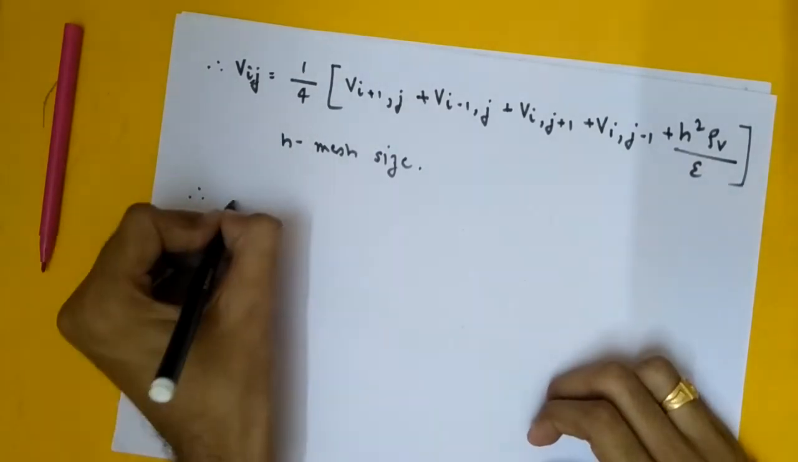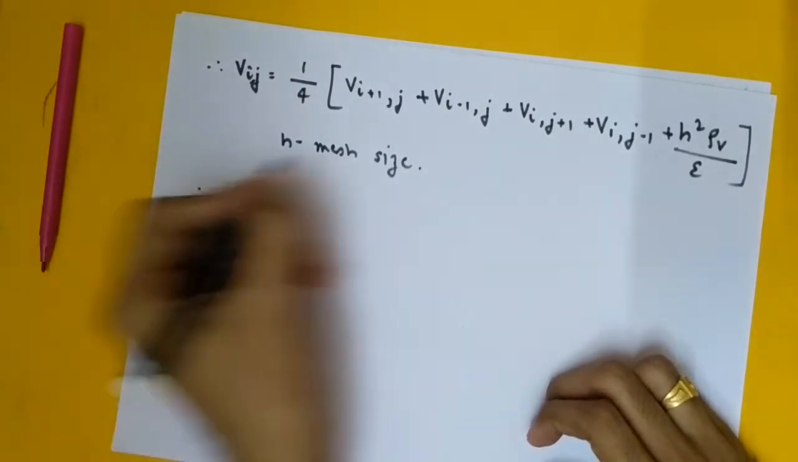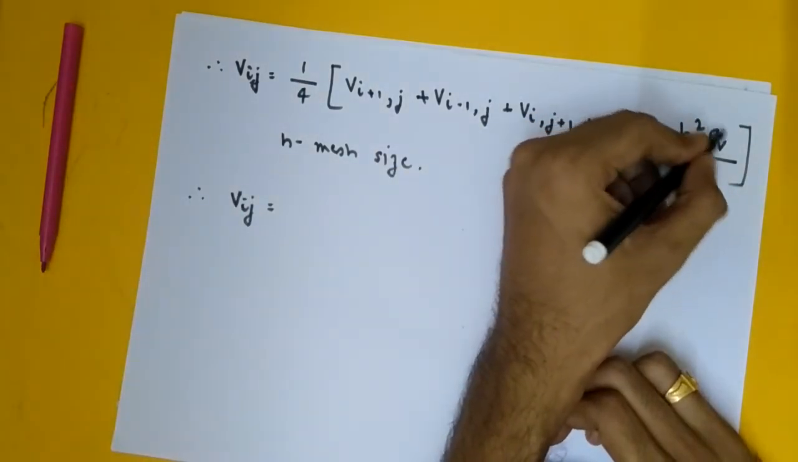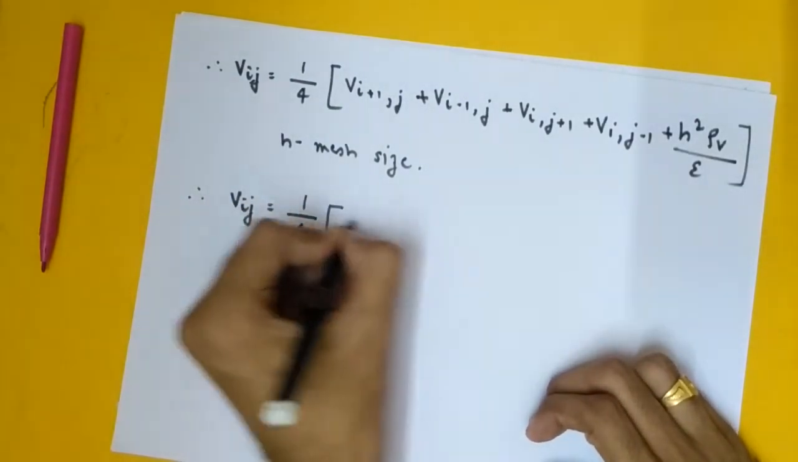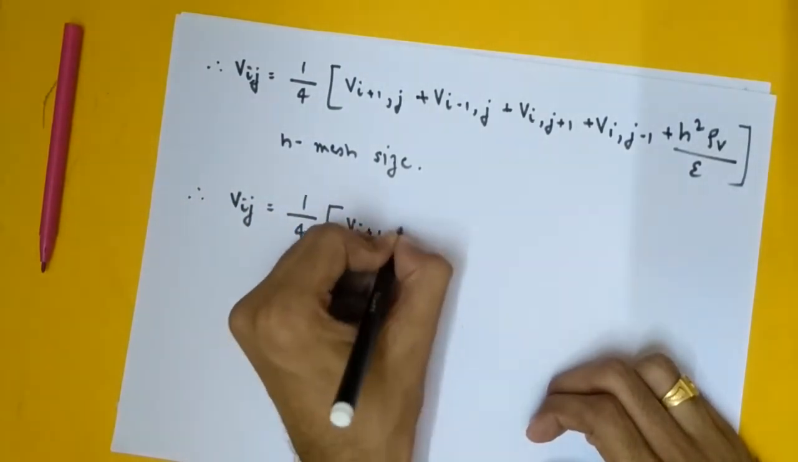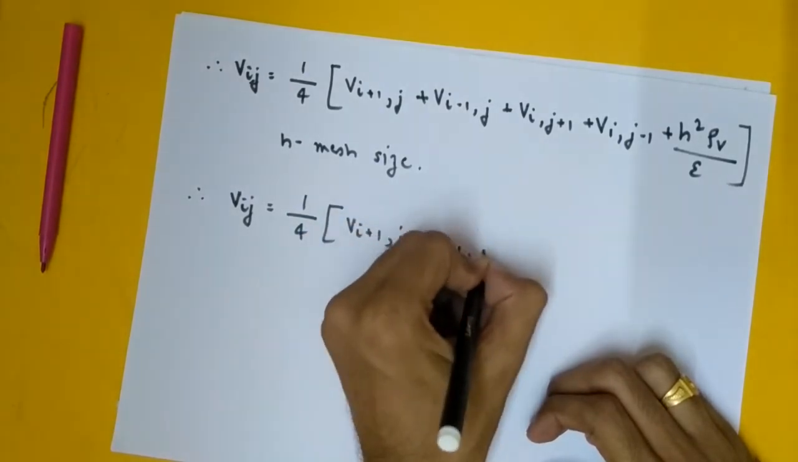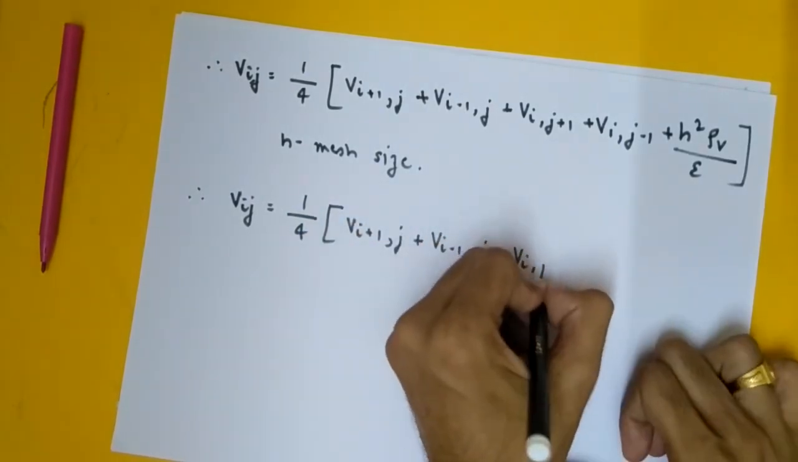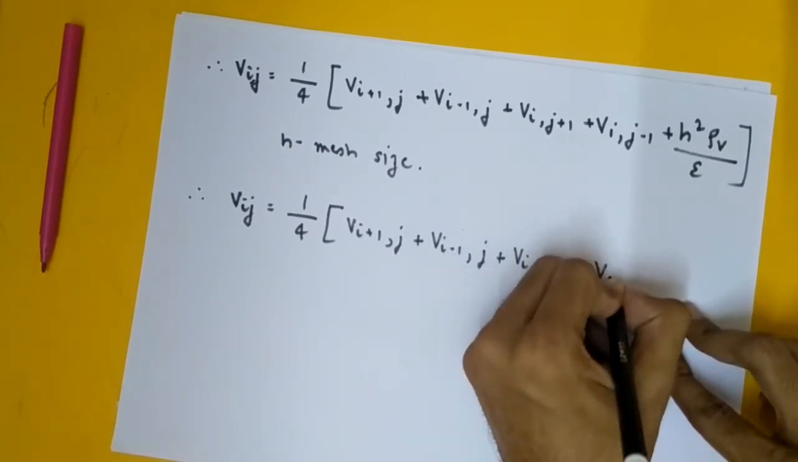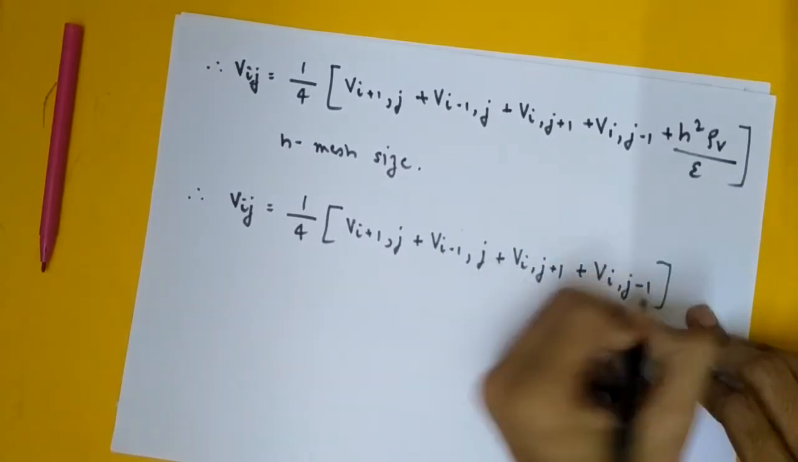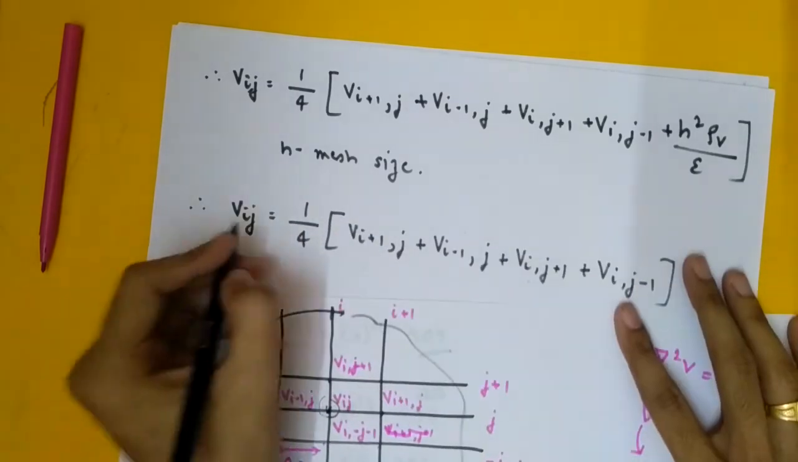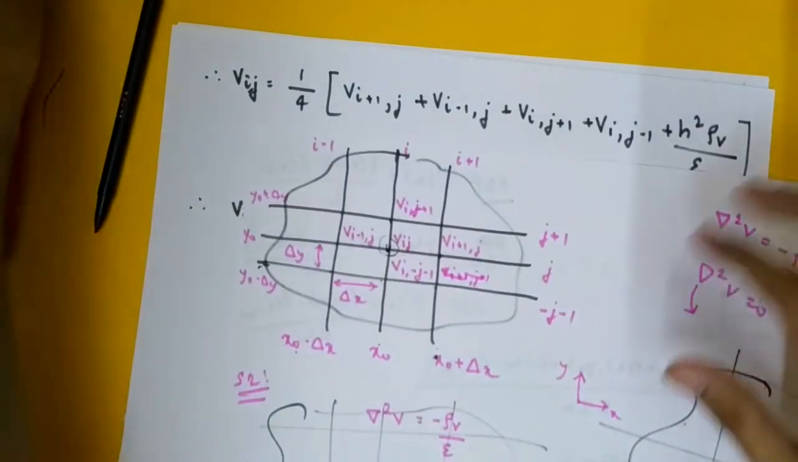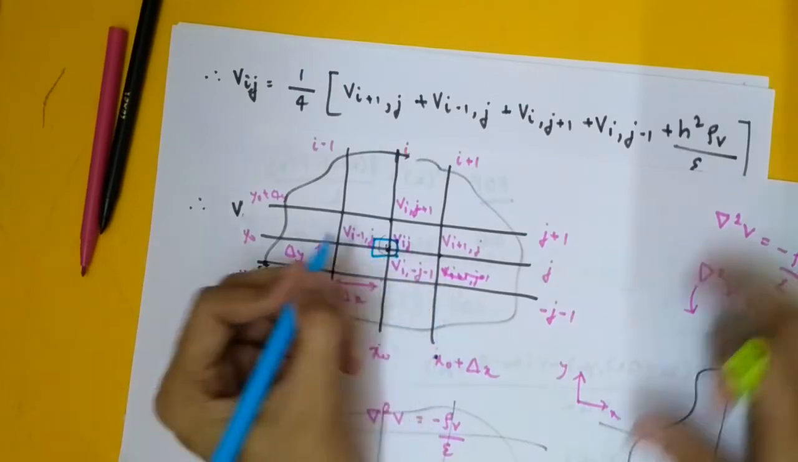So that is the reason we say Vij equal to, or we can say rho v is 0 if we are solving for Laplace's equation or if there are no volume charges. So finally we have Vi plus 1 comma j plus Vi minus 1 comma j plus Vi comma j plus 1 plus Vi comma j minus 1. So if you see, what I have to find is this, right? So what am I getting?